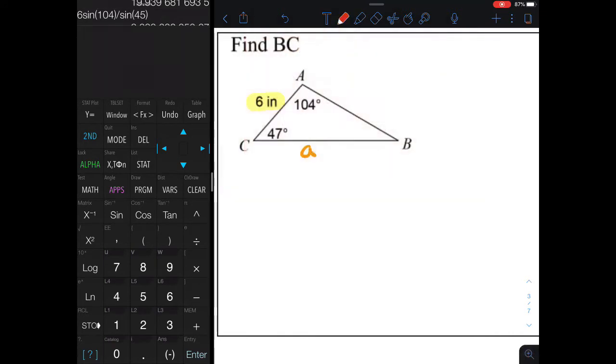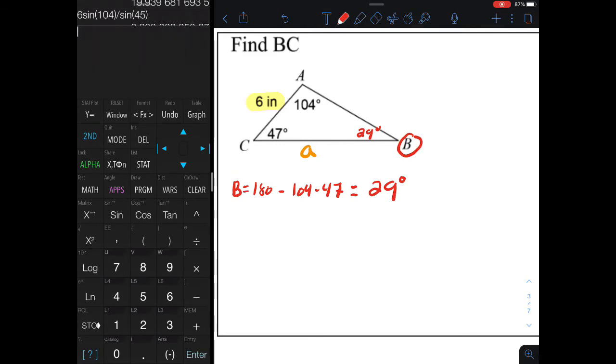Now, angle B is very easy to solve for because I know 2 out of 3 angles in the triangle. So let's do that. Let's go solve for angle B. So B is going to equal 180 minus 104 minus 47. And we do that, and we should get an angle measure of 29 degrees. And so I know angle B is 29.